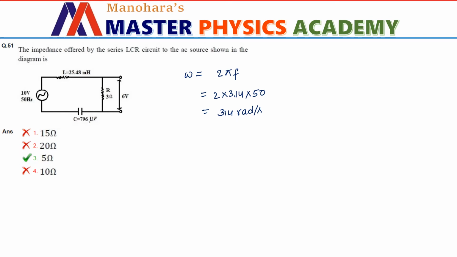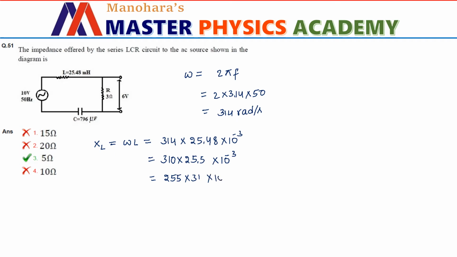Now the inductive reactance is given by omega L. So it is 314 into 25.48 millihenry. Milli stands for 10 power minus 3. In order to make it easy, I'll consider this as 310 into 25.5, into 10 to the power minus 3. So this can be written as 255 into 31 into 10 power minus 3.